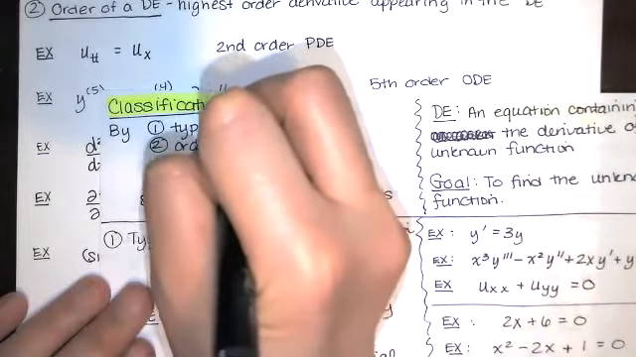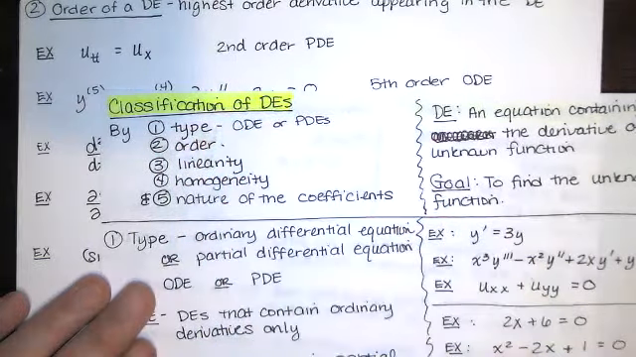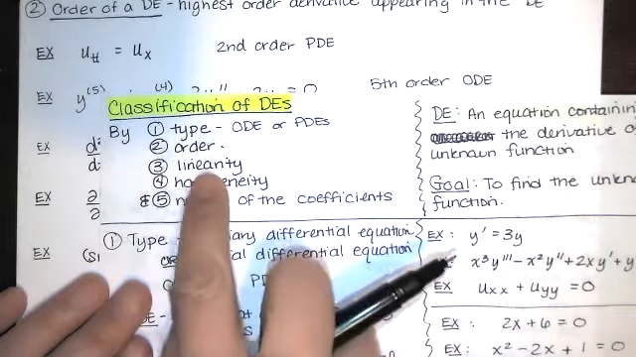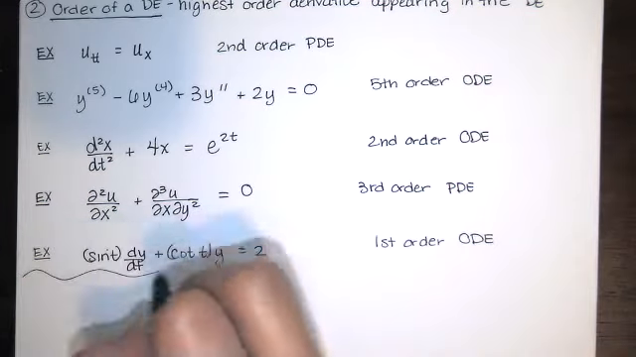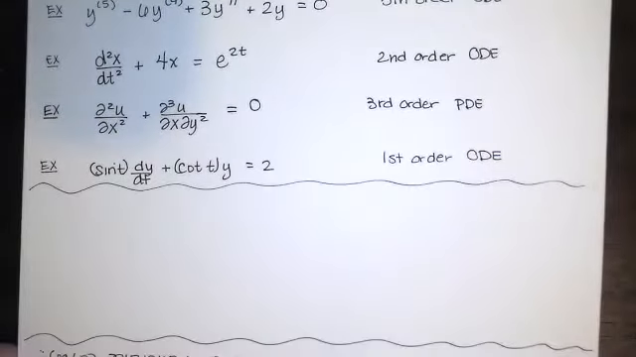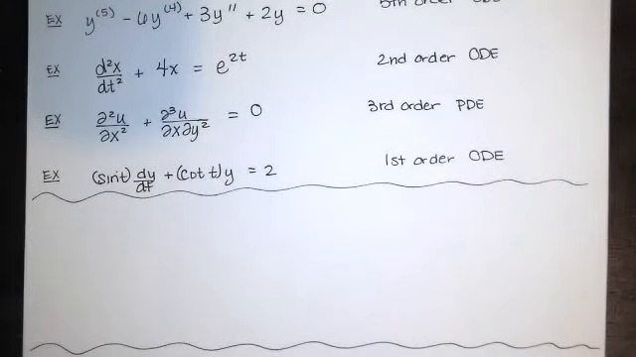All right, we classify differential equations by type. They're either ODEs or PDEs. We classify them by order. I want to know, are they first order, second order, third order, fourth order, nth order? Next, we're going to classify differential equations by linearity. Now, I'm going to focus on an ordinary differential equation at first, but the principles are going to hold for partial differential equations as well.